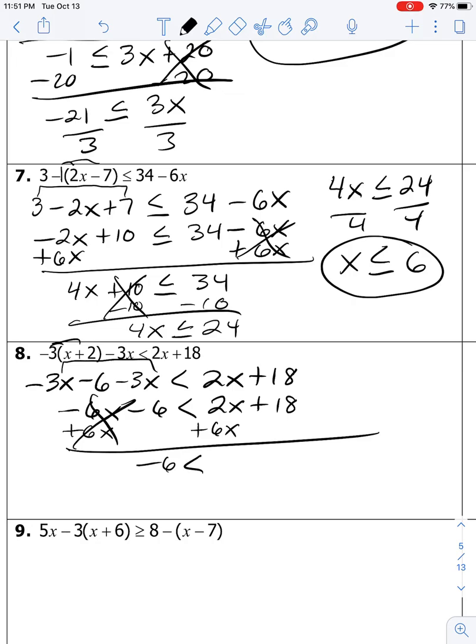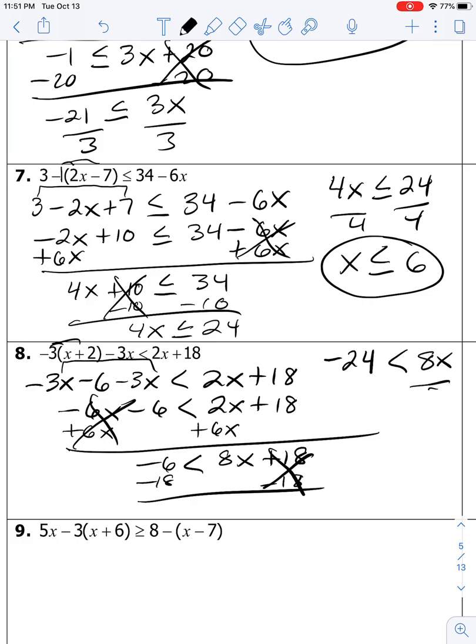That's now gone. 2 plus 6 is 8x plus 18. So now what we're going to do is subtract 18 to the other side. And yep, I'm running out of room. Okay, so -6 minus 18 is -24, so I'm going to put it up here. And I'm going to copy my symbol and my 8x. Last step, divide by 8. Okay, I get -3 is less than x.